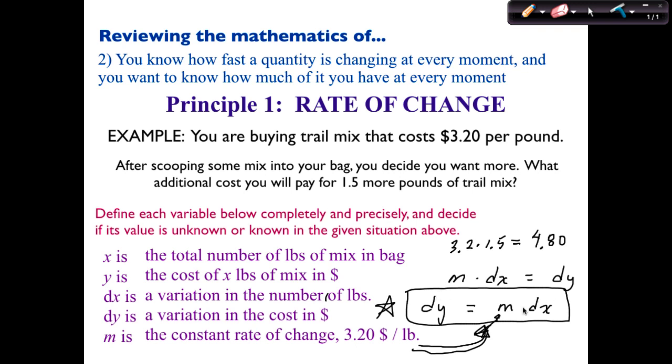So, for instance, if I change the pounds in my bag by 10, how much will my cost go up? $32, right? If I change my pounds by a half a pound, if I increase by a half a pound, how much will my cost go up? 160. And you get those values by multiplying by that constant rate of change. So given any change in the number of pounds, that's my dx, multiplying it by the constant rate will give me the corresponding change in cost.